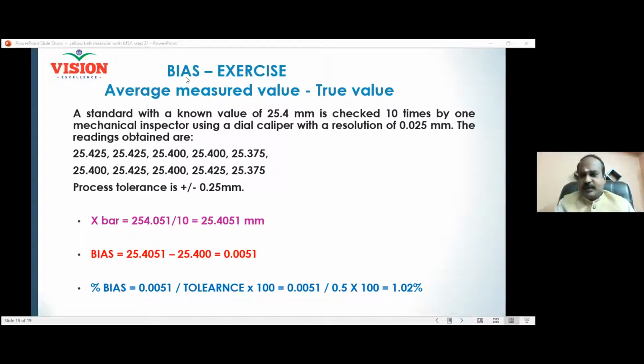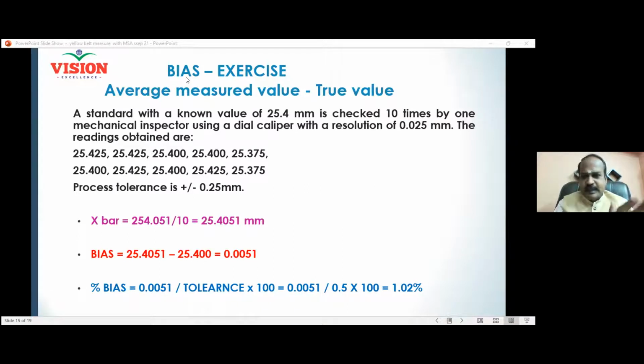In the same way, in your equipment, whenever you have a bias, the solution is calibration. That is why all of you are calibrating your measuring gauges. Are you doing it in your company? Yes. Very good. And then another thing Dr. Ravi spoke about, stability. What is stability?